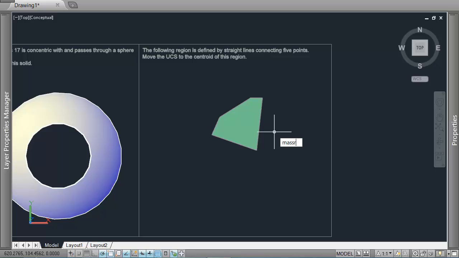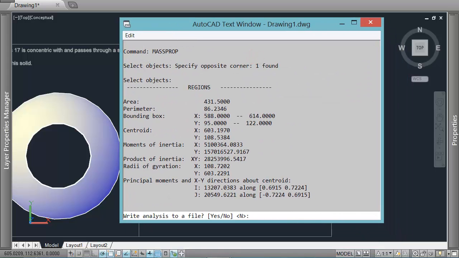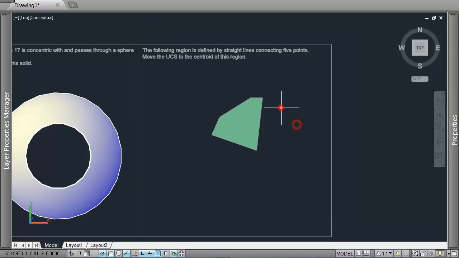So again, the first thing we can do is type mass prop, and the mass properties, this region here will have a centroid according to its geometry. So mass properties will yield that centroid. And it can help to write this down if your memory is not the best for arbitrary numbers. So in X we have 603.19, and in Y we have 108.54. No need to write the analysis to a file.